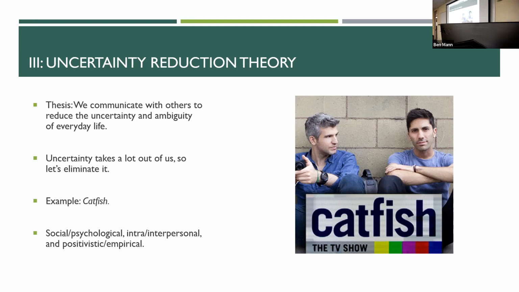So this takes a social and psychological perspective. This is the idea of how we're understanding our relationships, how they impact human cognition. It's intra and interpersonal. We experience uncertainty intrapersonally in our own head. Oh, geez, I don't know this person that I'm going to be talking to. I don't know this team. What am I going to do?